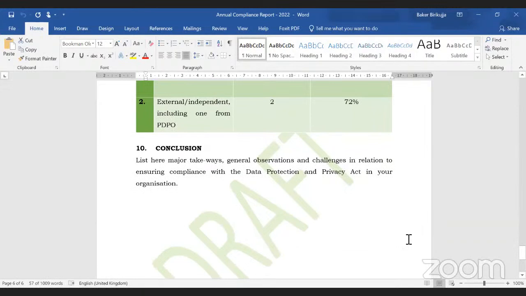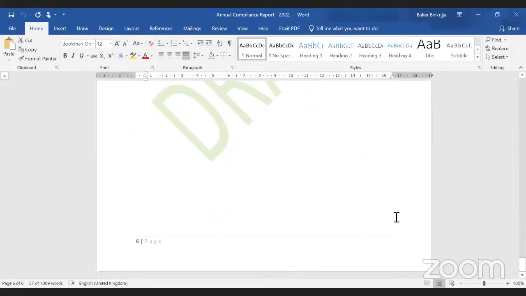Lastly, this report will have a conclusion where you list the major takeaways as an organization. As the DPO, have you had any challenges in ensuring compliance with the law? What were the wins? Generally, what you can say more of, like your thoughts, things that you'd want us to know as the regulator. Simply put, this can also act as a suggestion box to us. Maybe you let us know, okay, maybe this can be done in a certain way. So we'll be using that as another mode of communication. So that's it about this annual compliance report.